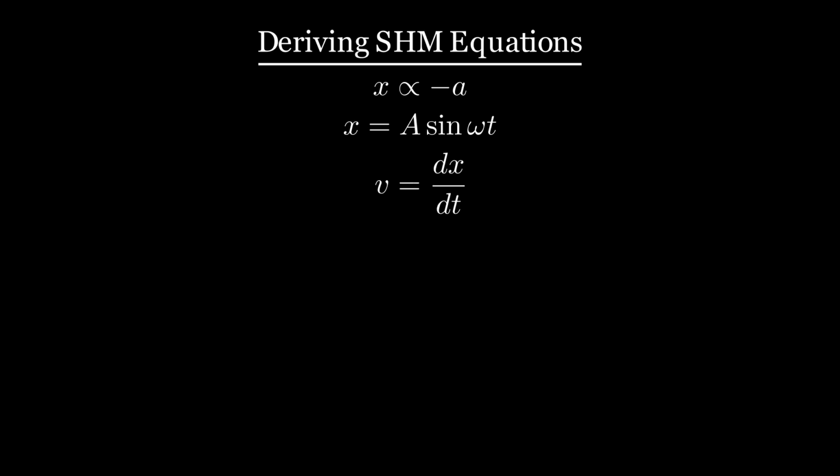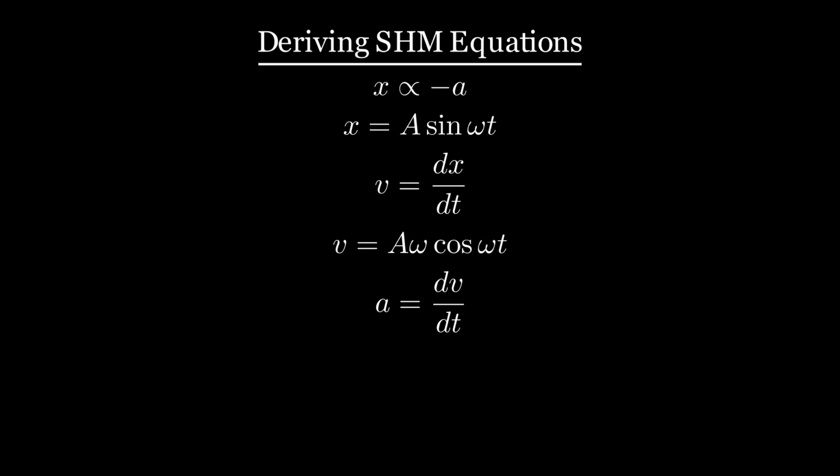Velocity is the rate of change of displacement, so if we differentiate an equation for displacement, we will get an equation for velocity. Using chain rule, we differentiate the inside of the equation first, so this gives us an omega term. If we then differentiate the outside, we get cosine, giving us a formula for velocity, v equals A omega cosine omega t. If we continue our differentiation, we get an equation for acceleration.